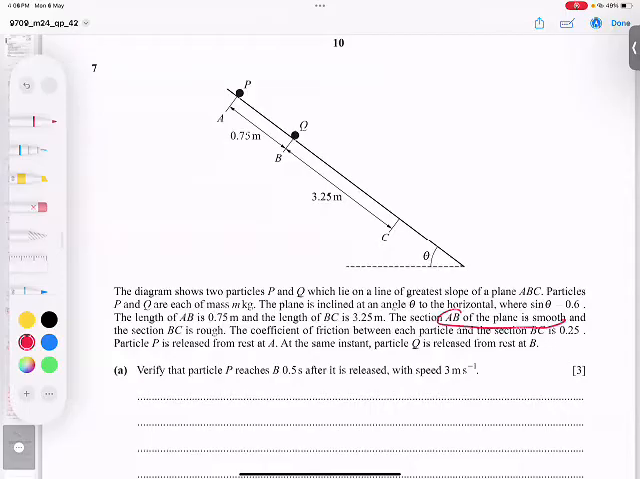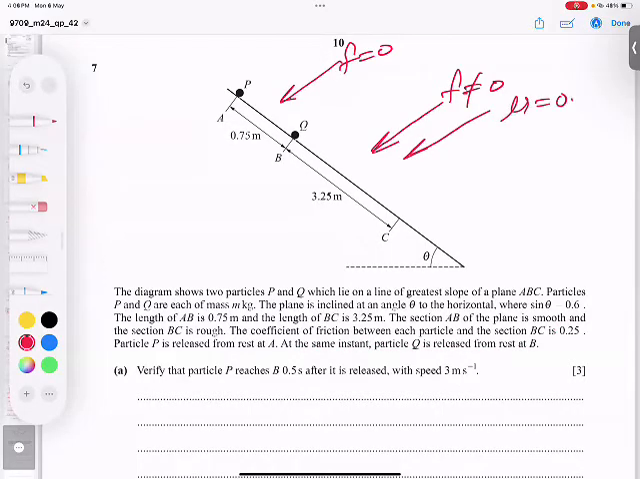The section AB is smooth, it means here there is no friction at all. And this is rough, so here we have friction not equal to 0, and given mu for this portion is 0.25. And he said particle P is released from rest at A and at the same instant Q is released. So both velocities are 0: velocity of P is 0, velocity of Q is 0. Verify that P reaches B 0.5 seconds after it is released, with speed of 3.